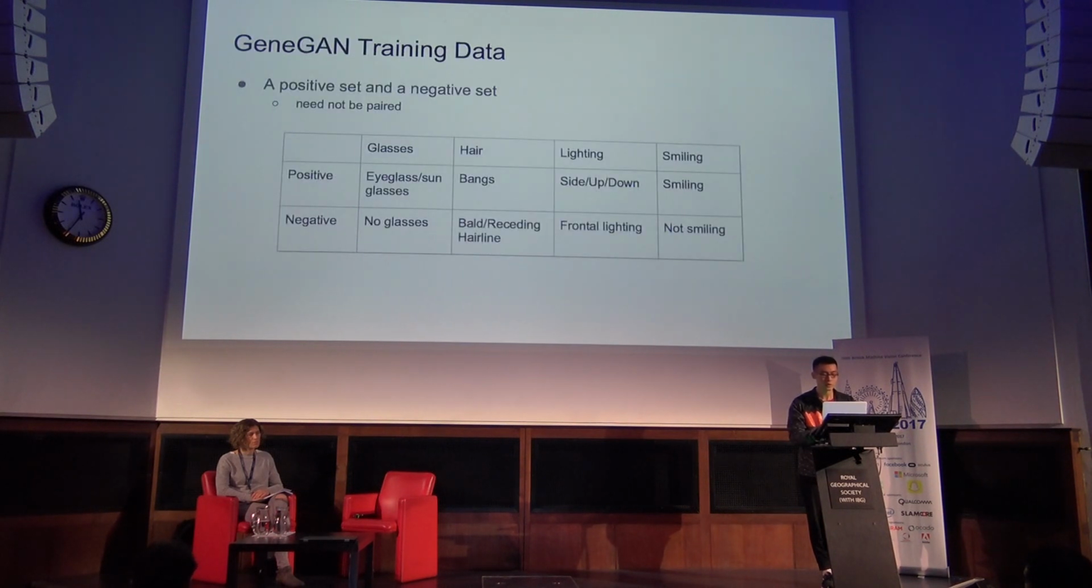For training data of GeneGAN, we require there be two sets of images. One is the positive set, which contains images that have the object, and the other is the negative set that does not contain the object. There is no more requirement than the 0-1 labeling of the image. Examples of such labeling are listed in the table. The positive side can be images wearing glasses, and the negative side contains images that simply do not have glasses. For other kinds of objects like smiling and lighting, the negative side can still be defined by not having something semantic. Hence, frontal lighting and not smiling can make up the negative side.